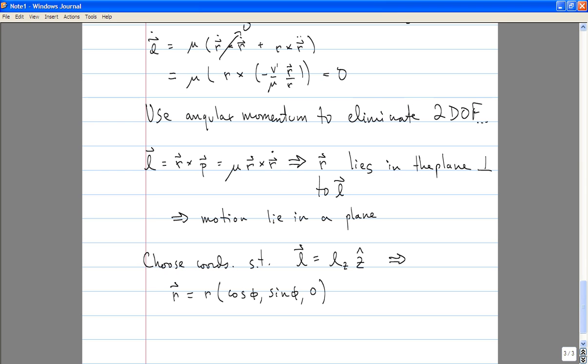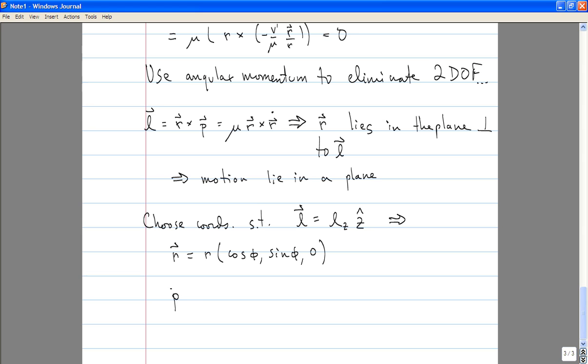So let's go ahead and then compute the angular momentum vector. So the momentum vector is mu times the time derivative of the position. Both r and phi will be functions of t. So this will be the sum of 2 terms. The first is mu times the term where the derivative hits r, and then there will be a term where the derivative hits phi.